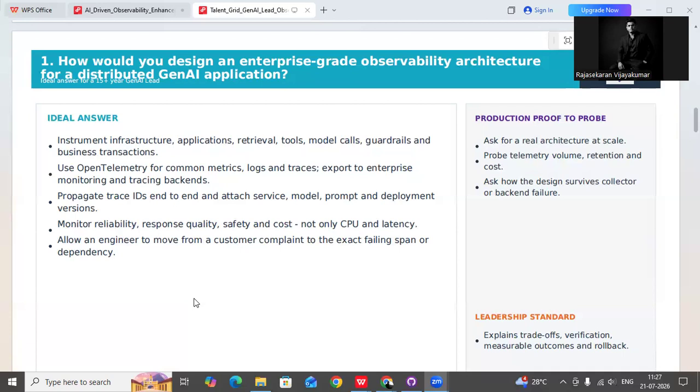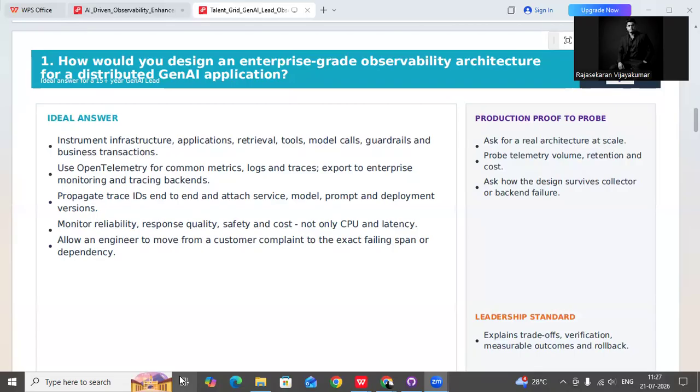So I will design observability by covering the end-to-end GenAI workflow, focusing on the entire flow. Instead of focusing on one particular area, I will design the observability layer for the entire flow, from whenever the user sends a query until we share the response to the user. I will be capturing all the information required.